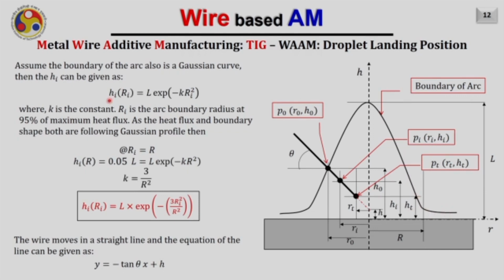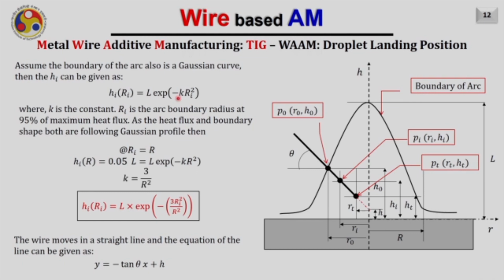Hence the height at any point, if I take the height of this curve, will be given as L exponential minus k r square. Here r is the distance from the center to the boundary point, so anywhere from this point to this point is the distance r. If this r is 0, that is the point at the tip, and that will be the height of the arc, which is equal to L. So h will be L at r equals 0, and you can see that from this diagram.